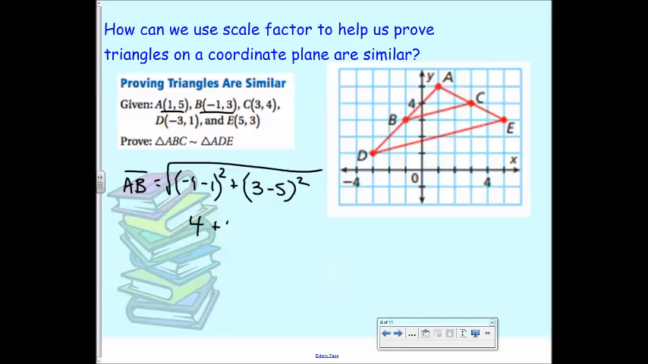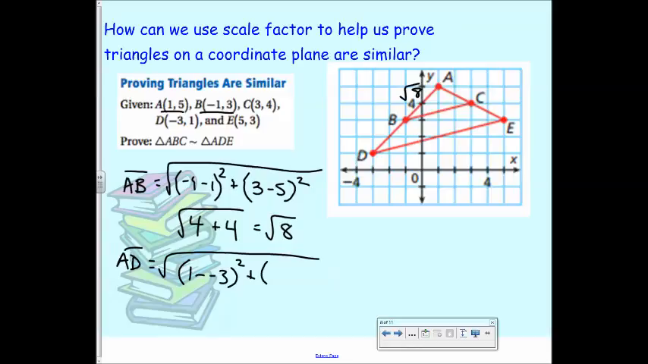And then I want to do AD. What are my x's for AD? 1 minus. What are my y's? What's 1 minus -3? 4 squared is. What's 5 minus 1? 4 squared is. All right, what's 16 plus 16? 32. All right, so those are our first 2 sides. And that one's square root of 32.